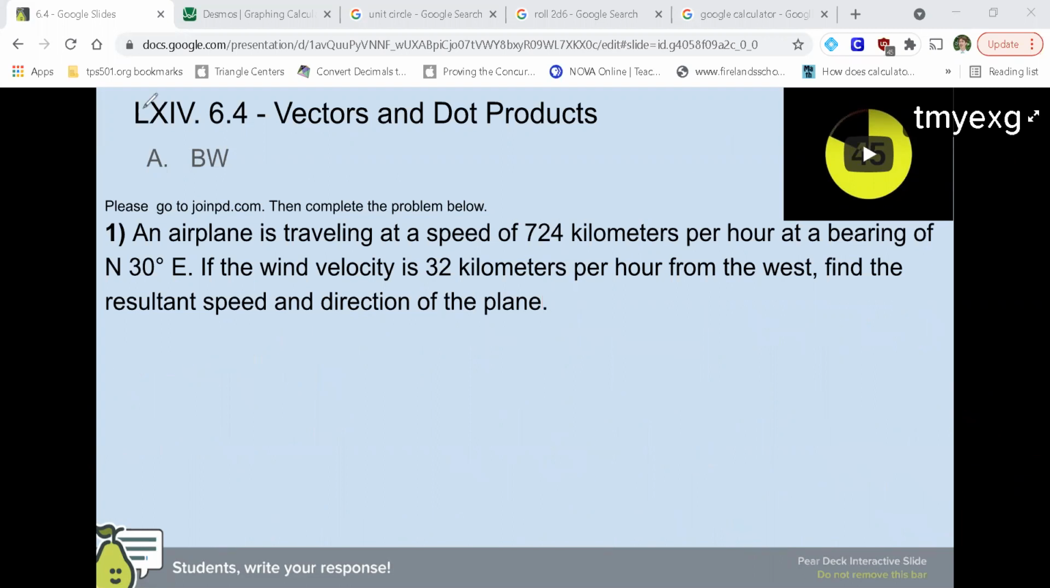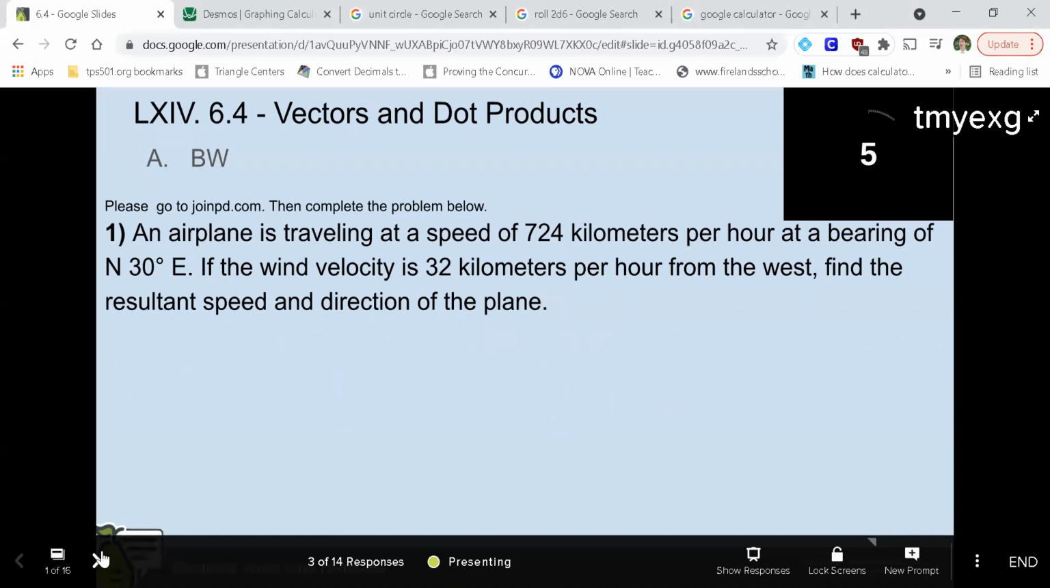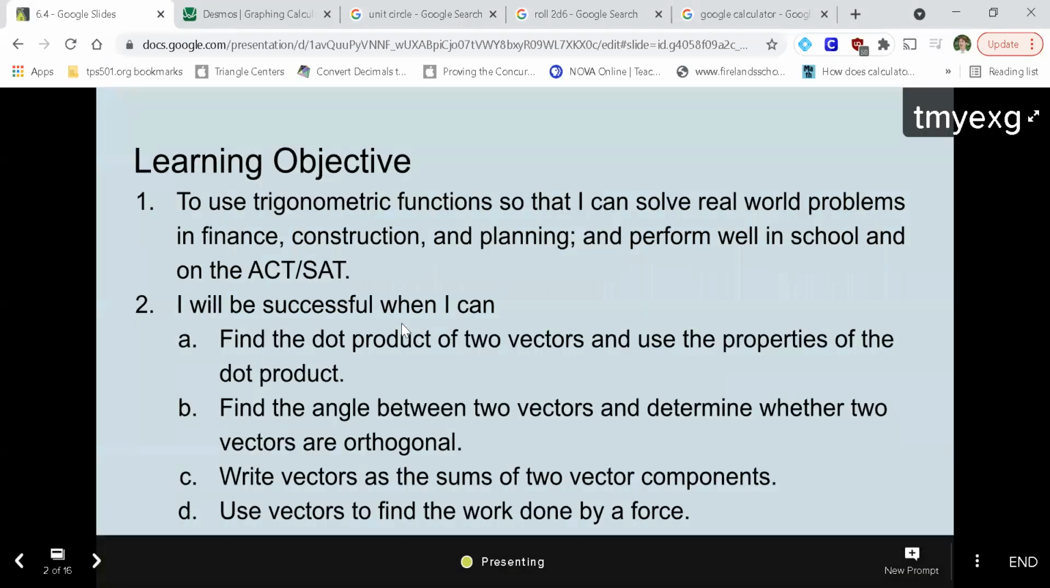Okay, let's talk about, so today we're going to do dot product, finding the angle between two vectors, and determining whether or not two vectors are orthogonal. I think that's probably as far as we'll get today, is A and B. And then we're going to write vectors as a sum of two components and use vectors to find work.